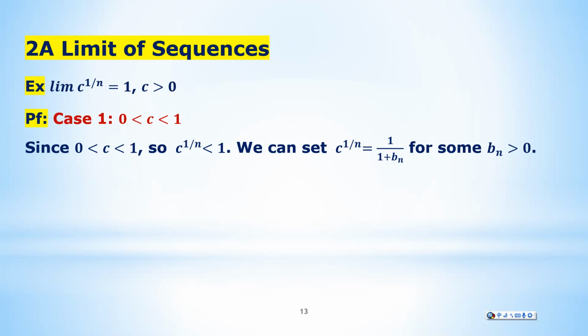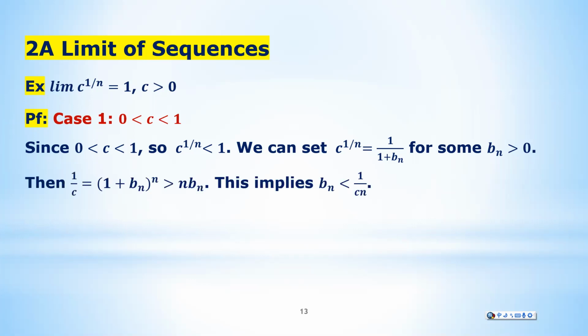It's well defined. So instead of working with the original sequence, now let's work on bn. You think about it, if you want c to the 1 over n to go to 1, you need to choose that bn goes to 0. That means if bn goes to 0, then of course the original sequence goes to 1, right?